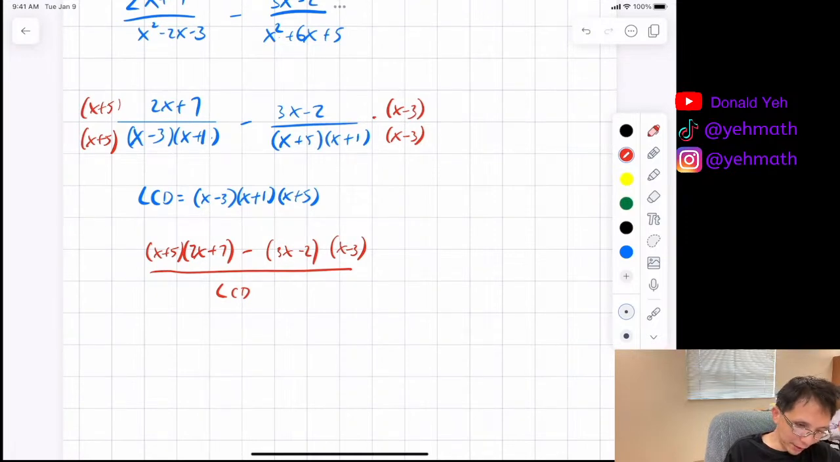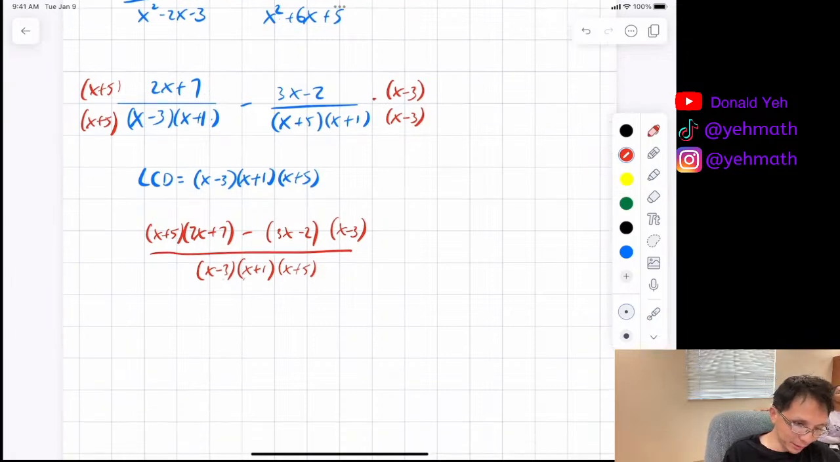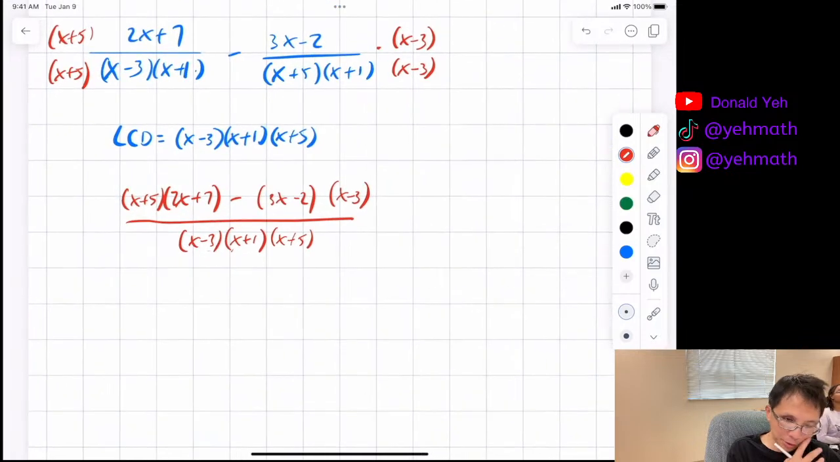One advantage: if I write down LCD here, I'm going to show you what people usually do and end up making mistakes. They try to talk their way into simplifying here. But the problem is nothing can simplify. Some people say, oh yeah, there's x plus 5 crossed out. You cannot cross out anything here. At this moment, nothing can be crossed out because on the numerator, nothing is a factor. You cannot simplify anything. What you can do is distribute all the stuff.